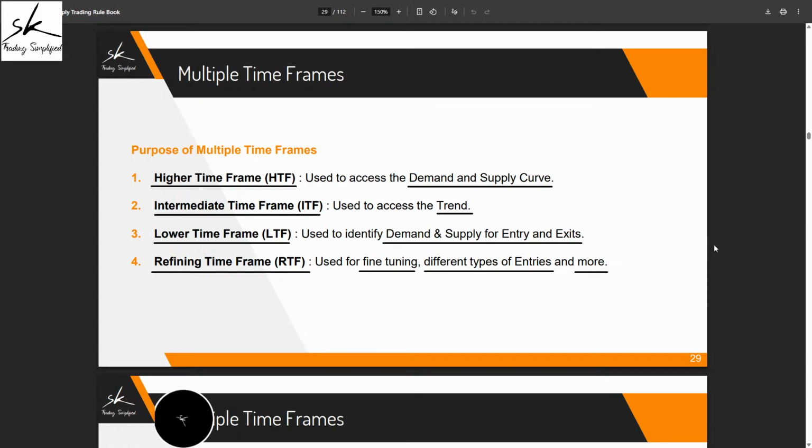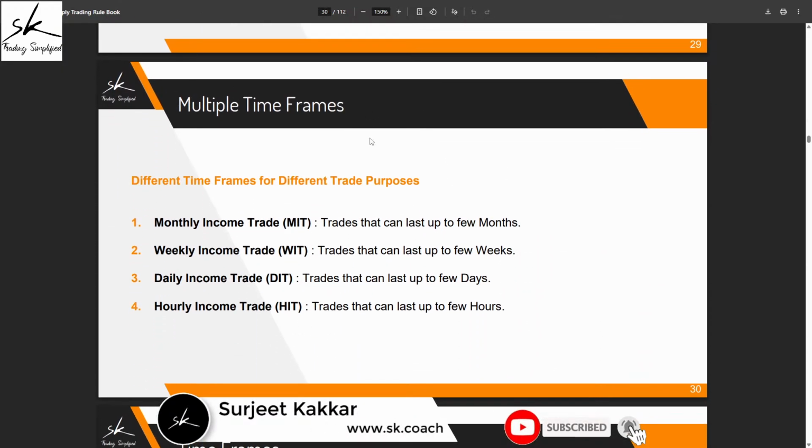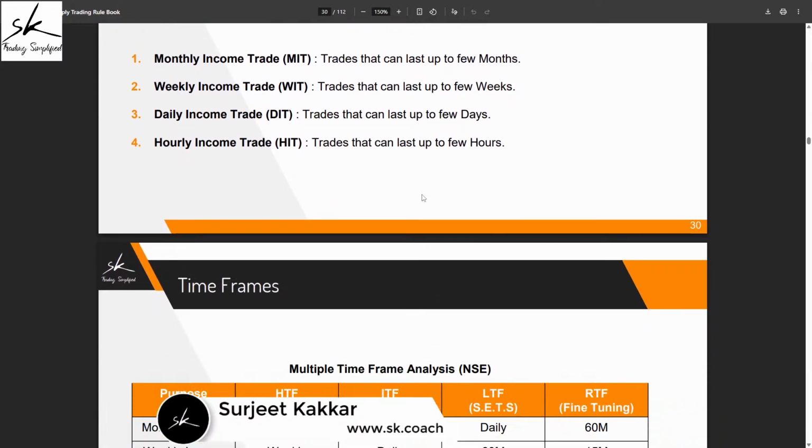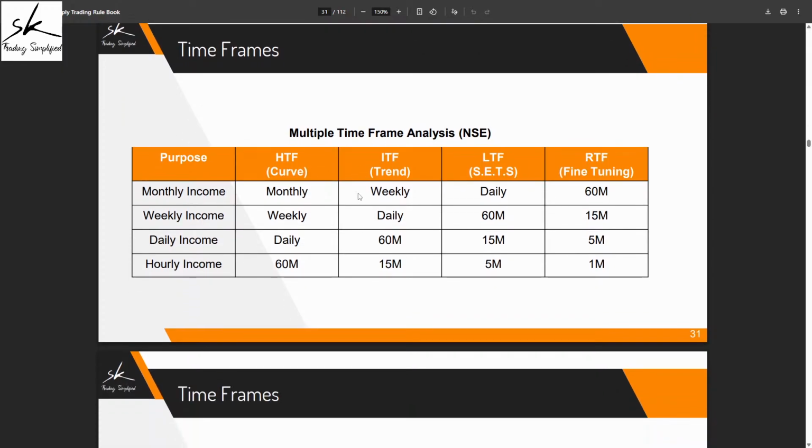All right, next, what are the 4 different trade purposes? We have already talked about it. What is HIT, DIT, WIT, and MIT? So now the question comes that for every purpose of trade, what will be my 4 different time frames? And we get the answer from this table. Like in this example, I want to plan monthly income trades. So now I know as a monthly income trader, my time frames will be monthly, weekly, daily, 60.